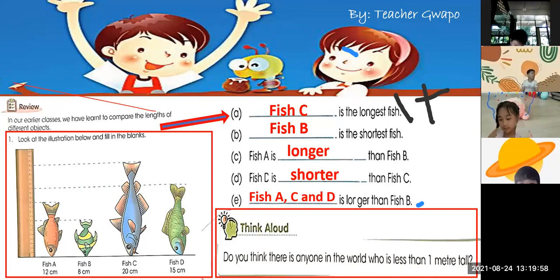130. Okay, thank you, Milin. So Milin is 130 cm. Thank you, Milin. So Milin is 130 cm.